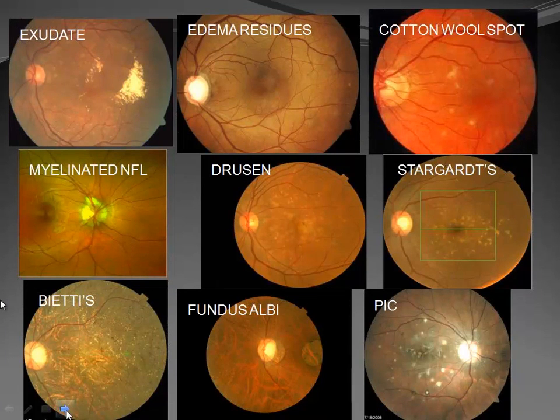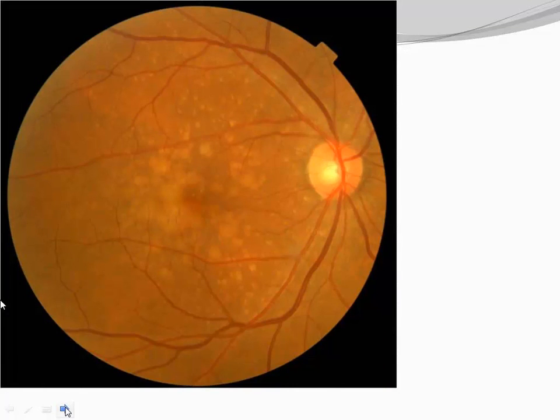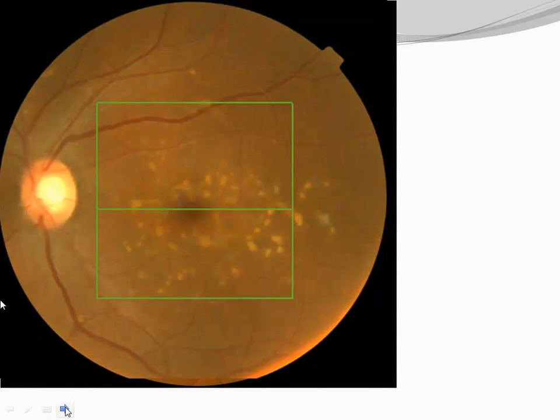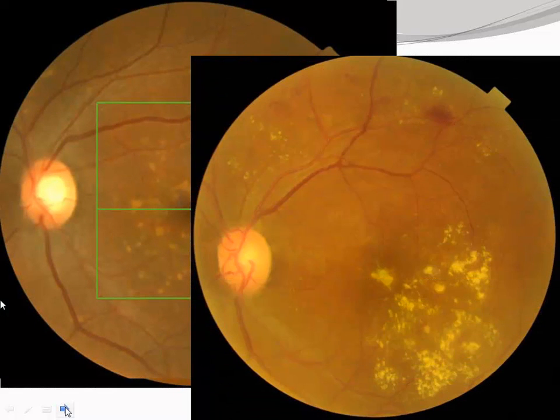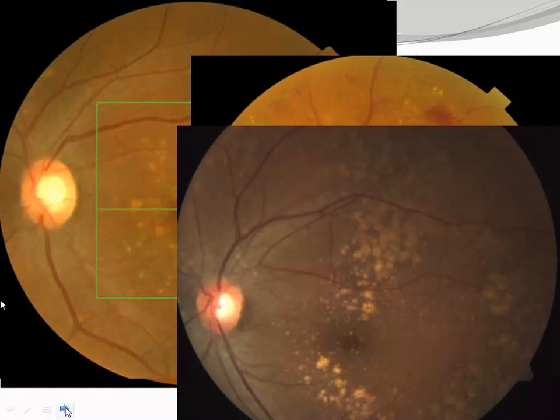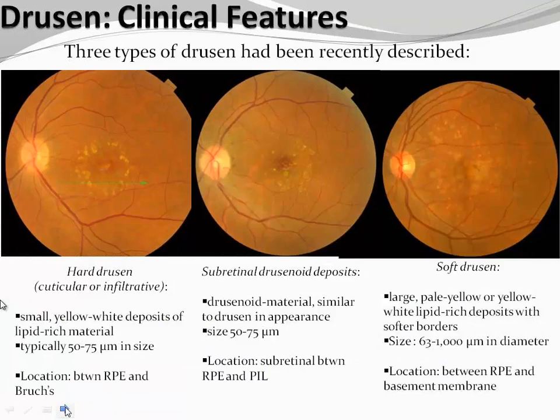So new blood vessels coming off the disc, fibroglial tissue proliferation, neovascularization of the disc, if you will. Okay, back to all our white dots and spots that we have to keep into consideration. What are those? Are those drusen? Maybe. Those don't look like drusen, but they could be. And how about those? Are those drusen?